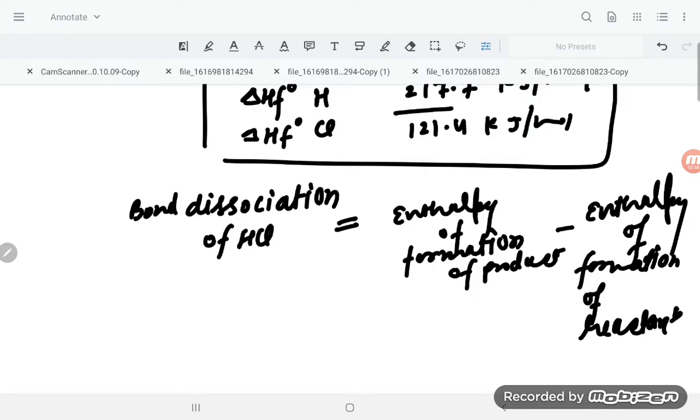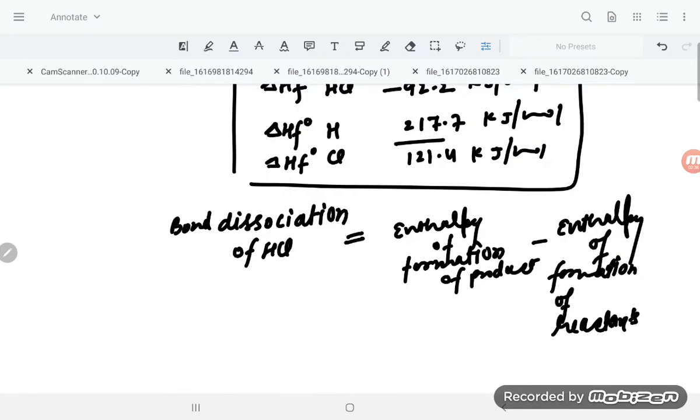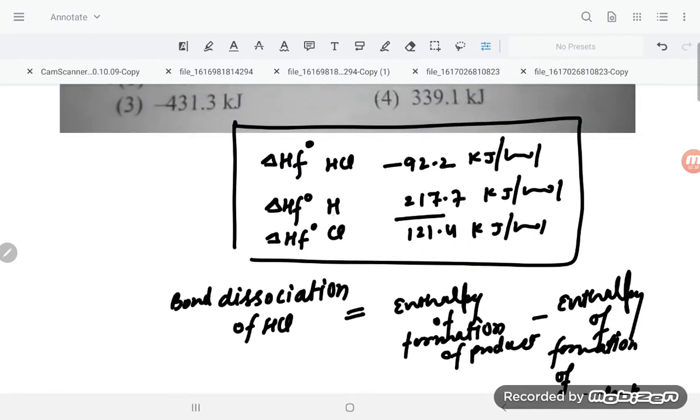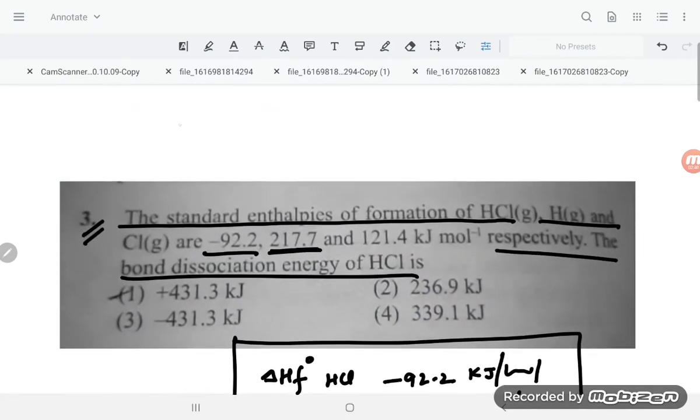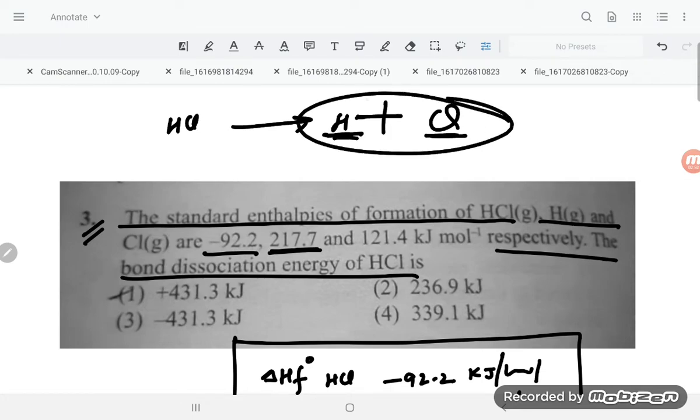Dear students, what we have to keep in mind here is that if you are breaking HCl, what are you going to get? It will give H. You are breaking it in such a way that you are getting neutral atoms, atomization, so H and H. So it is enthalpy of formation of product minus reactant.